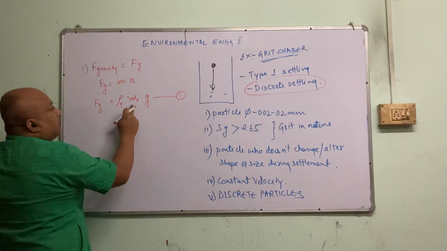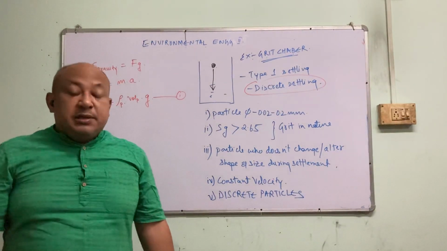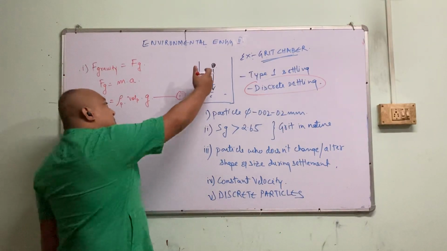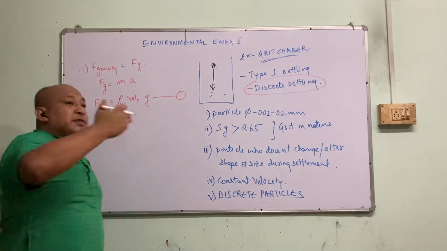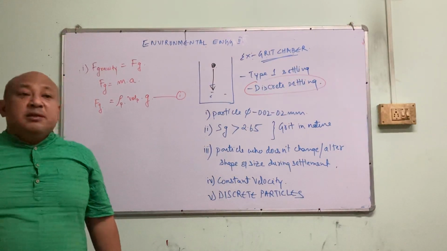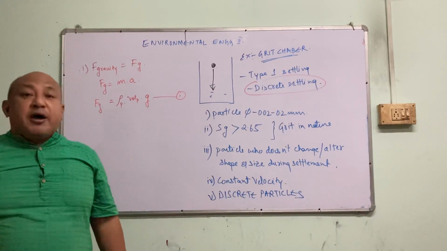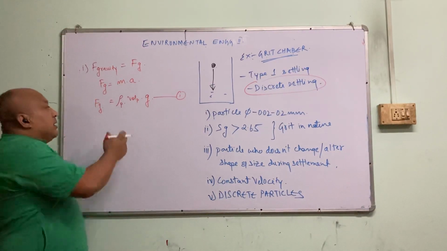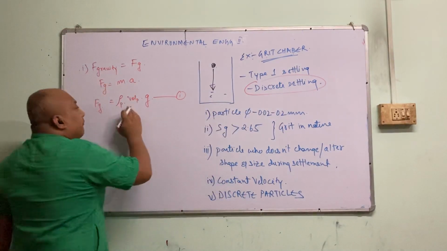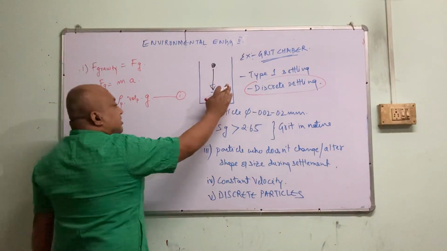So density into volume of the particle. You may ask, how can I find the volume of the particles? That's another question. But since it's very, very small, we'll assume that this particle is spherical in nature. So for spherical particles, we know that the volume is 4 by 3 pi r cube. So we find the volume, the density is there, and g is acceleration due to gravity.